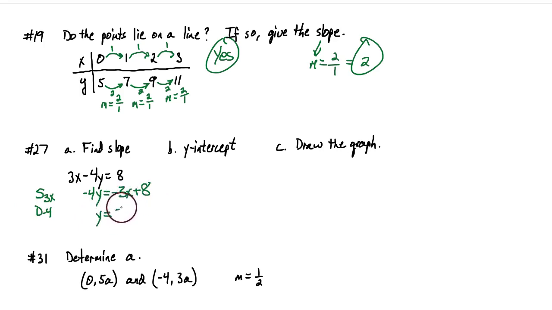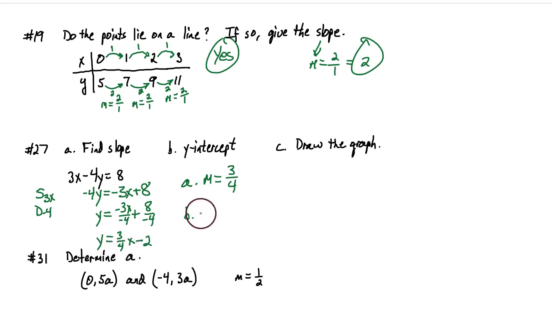Negative 3x divided by negative 4 looks like that. And then we have 8 divided by negative 4. Let's simplify this. Negative divided by negative makes positive 3/4 x. 8 divided by negative 4 makes negative 2. With this transformed version, we can find the slope. So for part A, the slope is 3/4. It's the number in front of x if the equation is in this format.